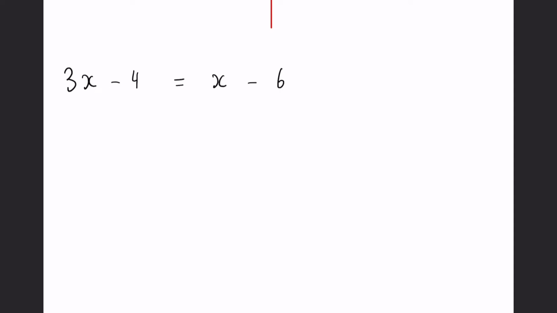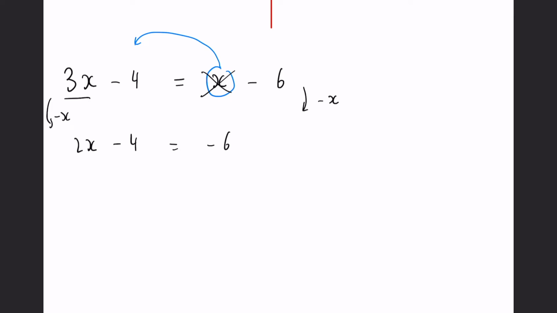So what we're going to do is this 3x is bigger. So we're going to try and bring the x's over to that side. So the x here, because it's a positive x at the moment, if we want to take it across, just like with everything else, we have to take away that x. That will eliminate it from the right-hand side. So if we take away x from both sides, that's going to leave us with 2x minus 4 equals, it's going to cancel that x out, and we're going to be left with minus 6 here. So you can see we're basically back to something that we're very familiar with now.